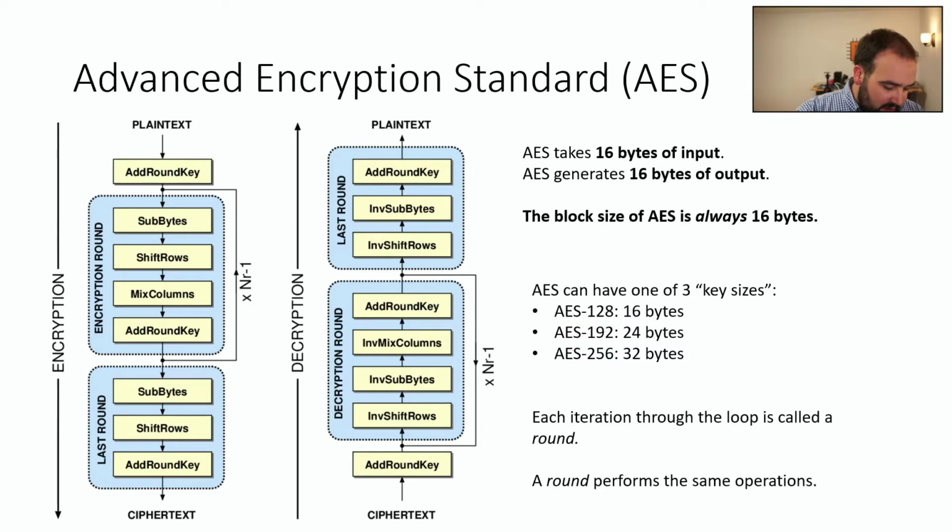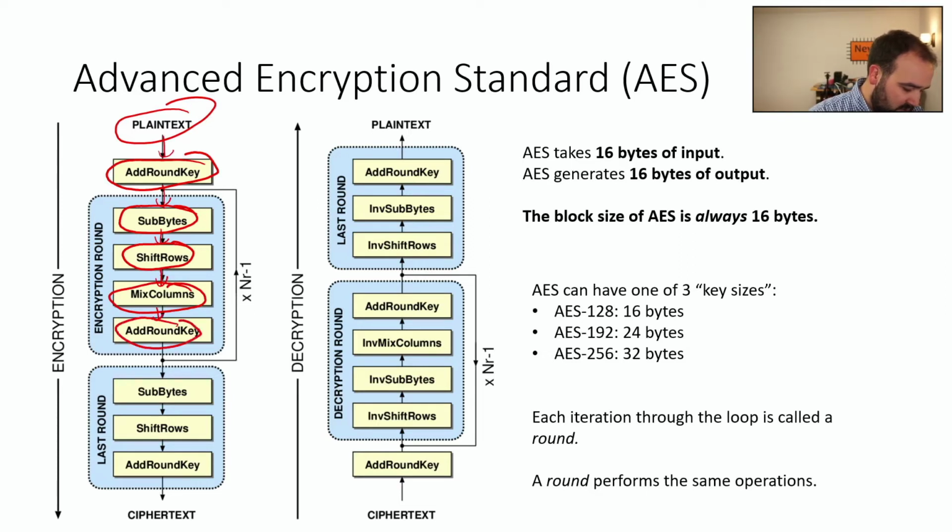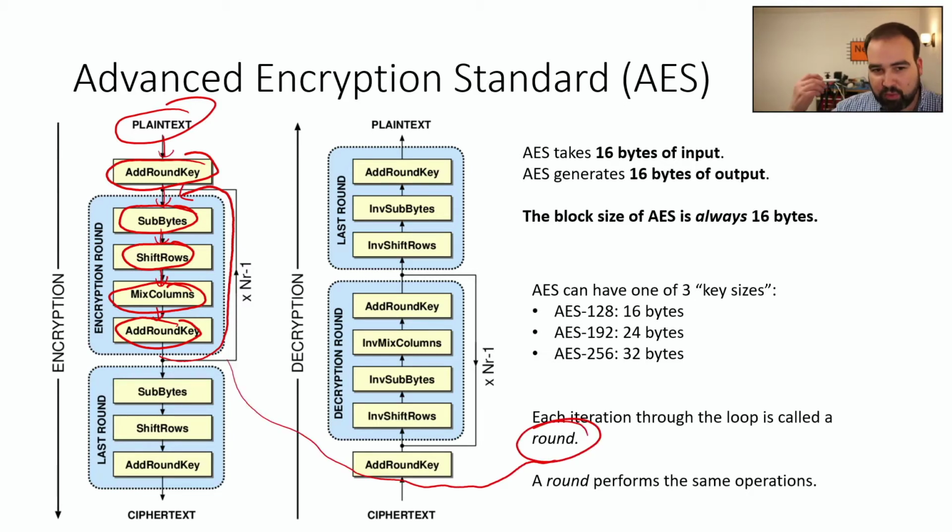The design of AES is on the left here. There are a number of functions that happen. When we take the input data, we go through first add round key. We then go into SubBytes, then shift rows, mix columns, add round key. What you can see is there's a little loop here, and each of these loops is called a round. One round runs those same four algorithms. The number of rounds depends on the key size.